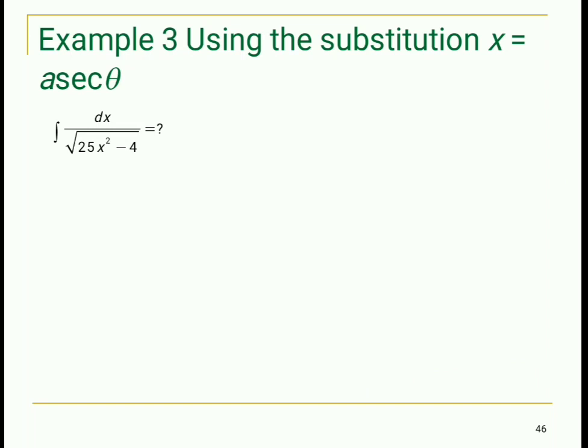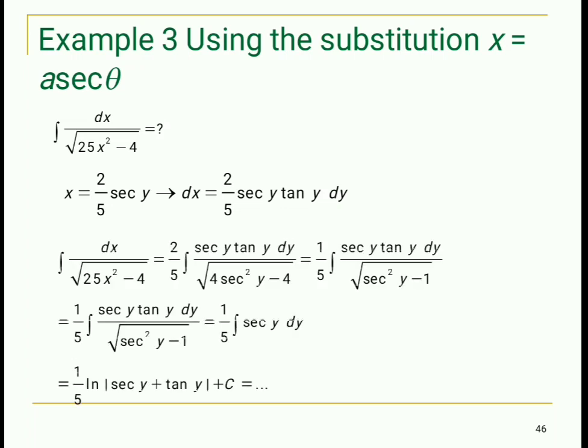Next, example 3. Solve the integration of dx upon square root of 25x square minus 4. Now in this case, we have to substitute x is equal to 2 by 5 sec y. So the differentiation of this will be 2 by 5 sec y into tan y into dy. And finally, you will get the form as 2 by 5 integration of sec y into tan y into dy upon square root of 4 sec square y minus 4.